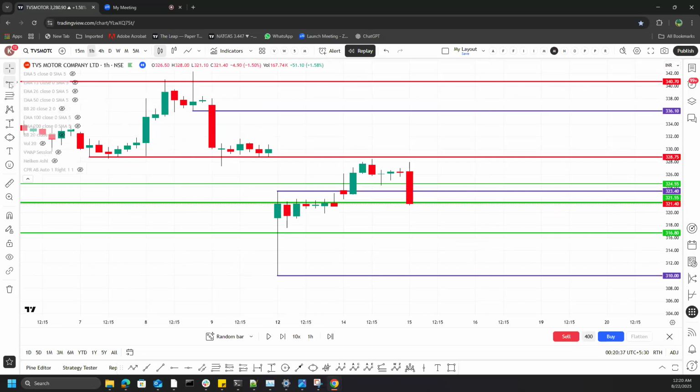So for me, since I didn't enter on this particular candle, I don't need to take any stop loss here because I'm not in the trade. Let's wait and see what exactly the price is going to do.